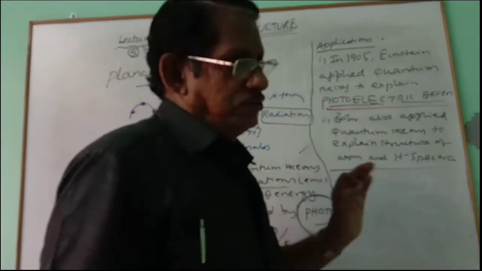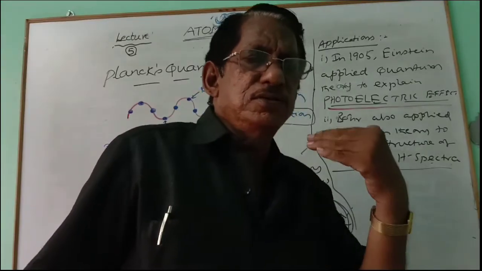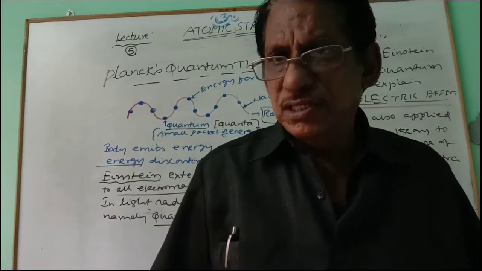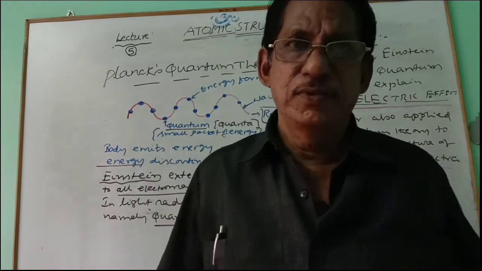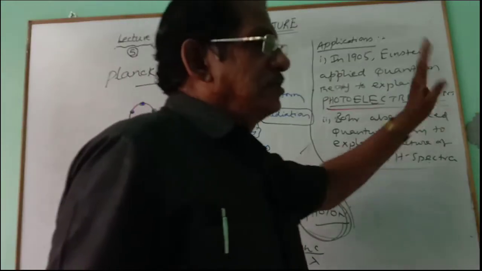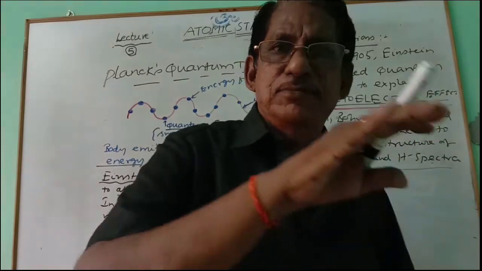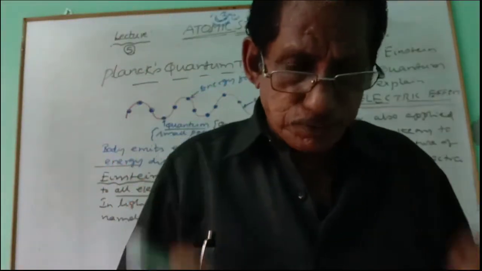Second one, Bohr completely utilized the quantum theory. Everywhere you use the word quantum, quantum, quantum. Everything is quantized. When you say that it is quantized, you need not raise any doubt at all. In this way, Bohr also applied quantum theory to explain the structure of the atom completely, and in particular, the hydrogen spectra. All the series in the hydrogen spectra were completely explained by Bohr.